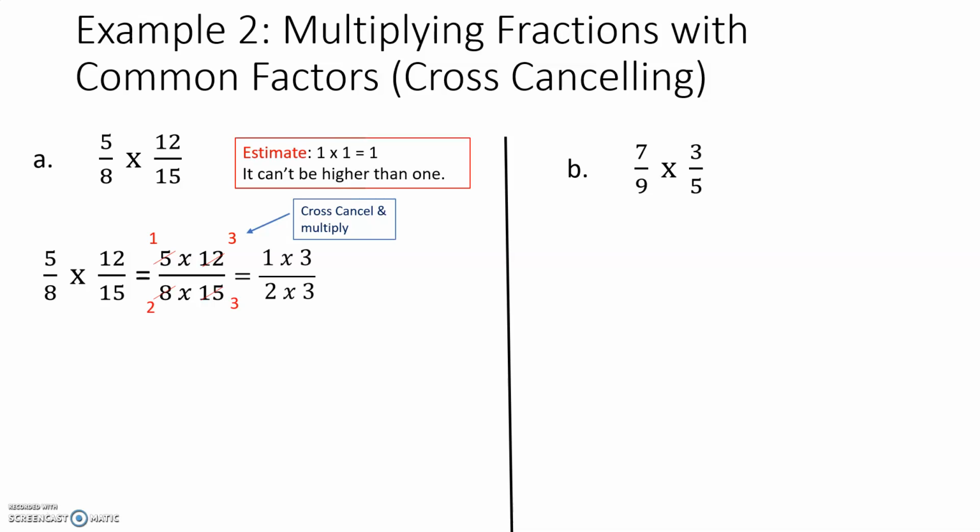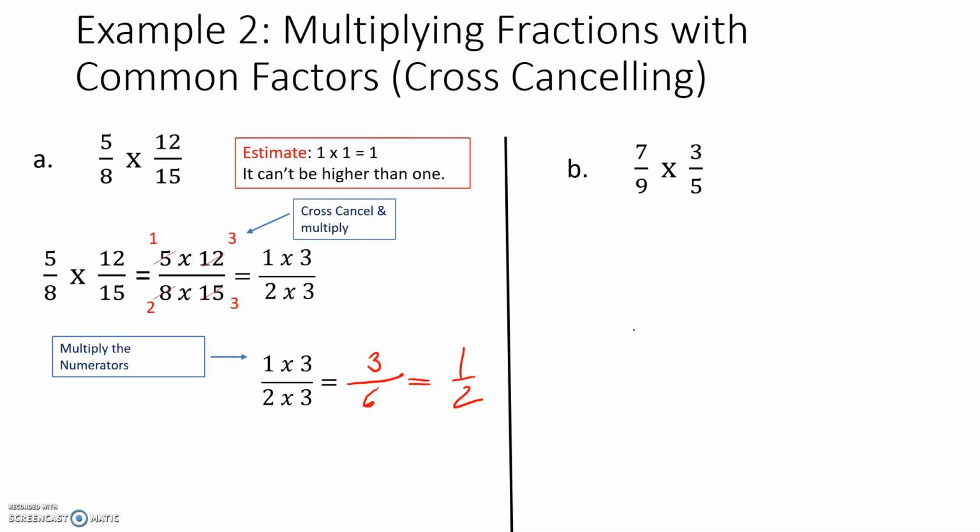Then I'm going to rewrite my equation. So now instead of 5 times 12, I've reduced it to 1 times 3, and then 2 times 3. Then I can finish the multiplication process. I got 3 over 6, which equals 1 half. Multiply numerators, multiply denominators. Now look at my estimation. There's 1 half. So this is the answer.